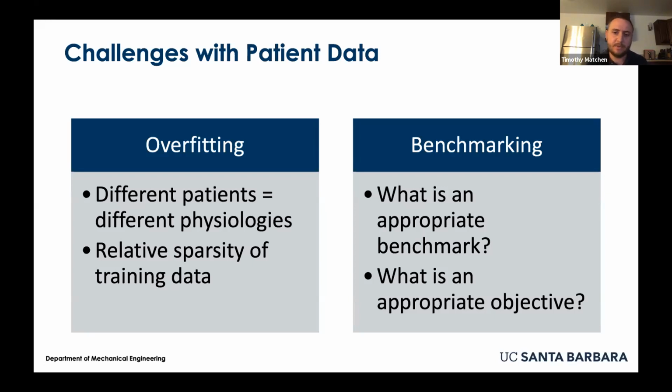The other issue was one of benchmarking. And the first question we asked was, what is an appropriate benchmark for comparison for this? What is something that we can look at as evidence that our machine learning approach is doing something useful? And that tied also into the question of what an appropriate objective is as well. So I'm going to answer that last question first.